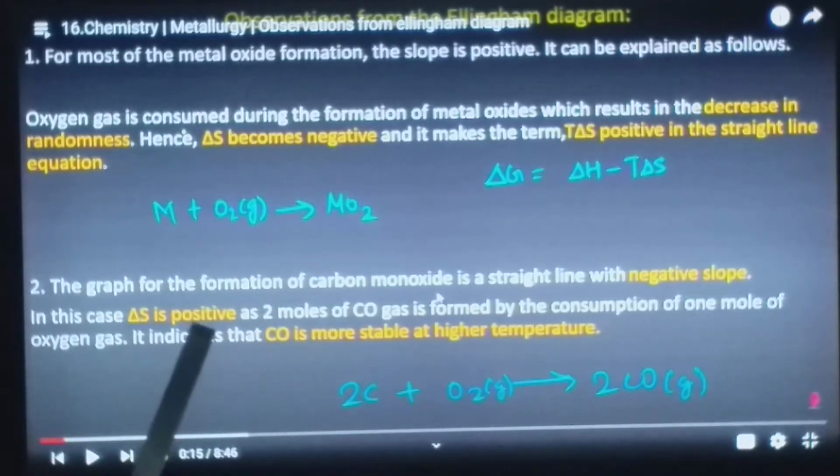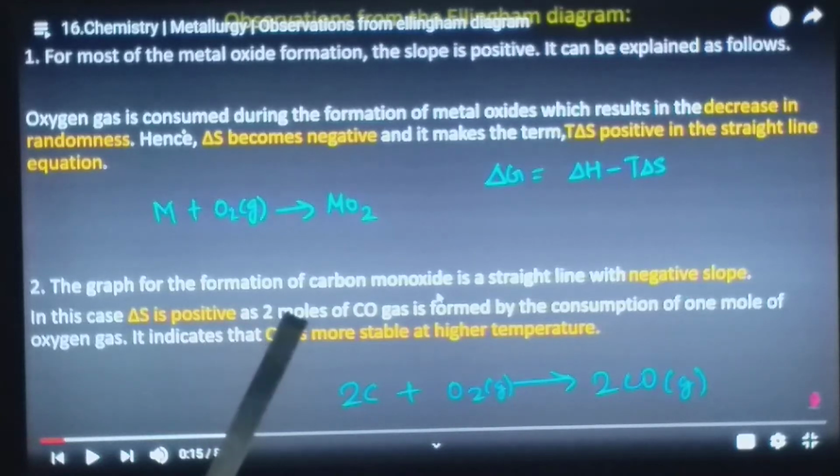Because del S is positive here: 2 atoms of carbon combine with 1 mole of oxygen to form 2 moles of carbon monoxide. So del S is positive because 2 moles of carbon monoxide gas are formed by the consumption of only 1 mole of oxygen gas. So 1 mole of oxygen gas now changes into 2 moles of carbon monoxide.